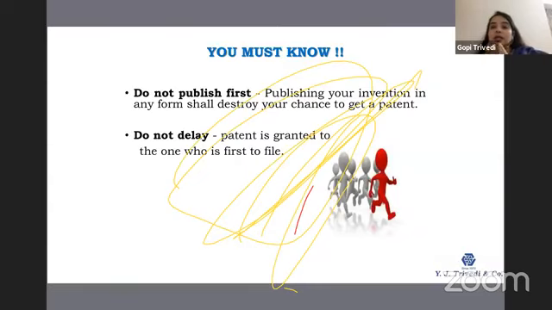Okay, summarizing my earlier slide, I would say that please do not publish first. Publishing your invention will destroy the chance to get the grant of the patent forever. And do not delay because the philosophy is first to file. So kindly first file and then publish. As simple as that.